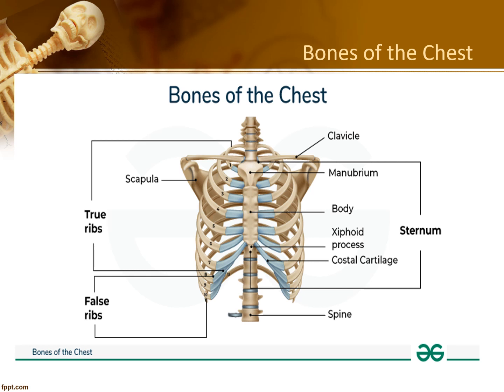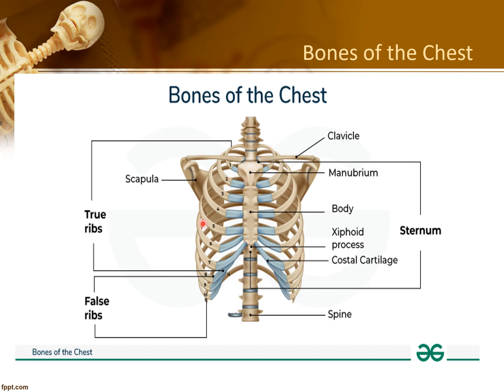Bones of the chest. The chest or thorax is made up of the thoracic cage and the thoracic wall. Rib cage consists of 24 ribs, the costal cartilages, and the sternum. The ribs are attached to the 12 thoracic vertebrae at the back. The thoracic cage provides protection to the lungs and the heart. The thoracic cavity is located in the chest as a space that contains organs, nerves, and blood vessels.